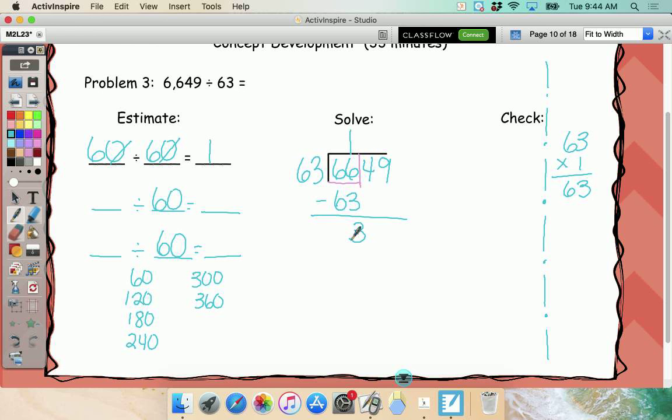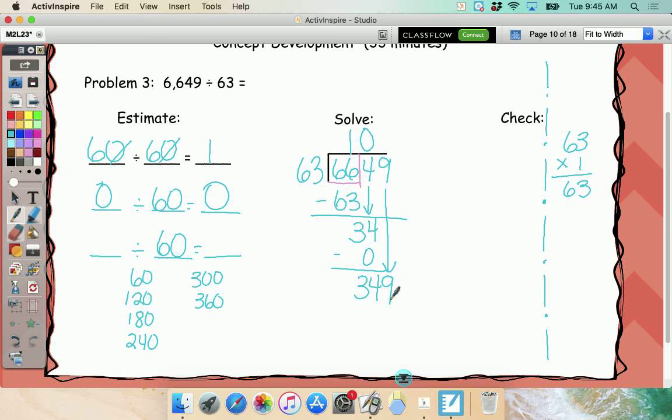Okay, is 3 less than 63? Yes. Bring down your 4. So which number over to the side is closest to 34 without going over? 0. Look at that. So, here's what I want you to remember. What number did I bring down? 4. So my 0 goes above that number. Okay, that's why I went to 360, I think.